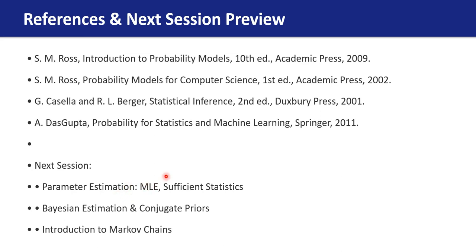Next session, we move into statistical inference. We will cover maximum likelihood estimation, sufficient statistics, Bayesian estimation and conjugate priors, and an introduction to Markov chains. Please read the first 2 chapters of the mentioned books and also the course materials I sent to the group before next class, and do the exercises.